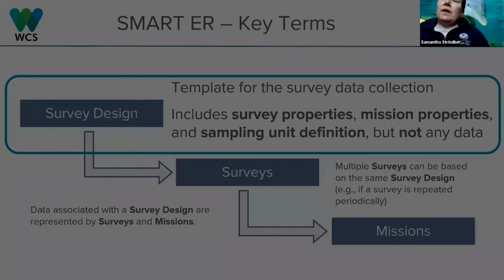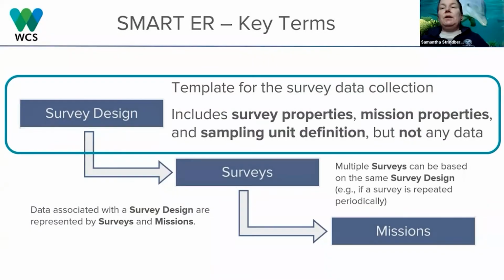So this survey design that Terry developed maps onto what is also referred to as a survey design within SMART ER pretty seamlessly, in that it's a template for survey data collection. Within SMART ER, as we'll see in a moment, one also defines a number of elements related to the survey design, namely the survey properties, mission properties, and the sampling unit definition. There are no data associated with the survey design.